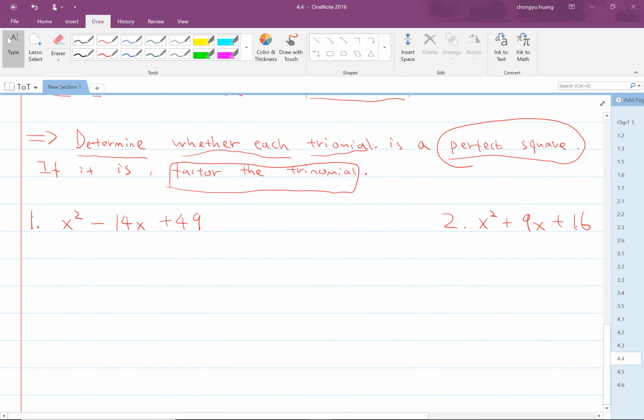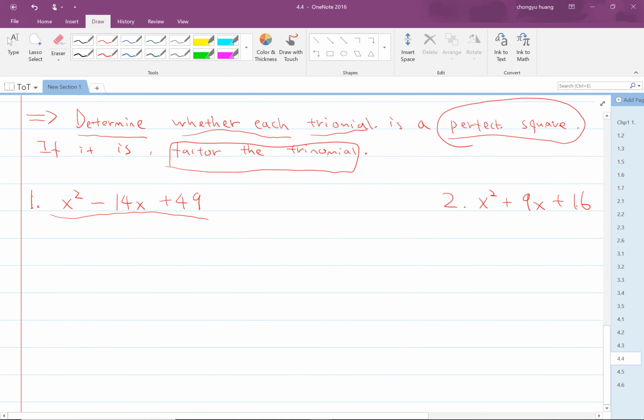Okay, so now let's actually do question 1. We have x squared minus 14x plus 49, right? I think we have had tons of practice on how to solve this kind of trinomial. So you should be able to do it right away, because we already have tons of practice, and I explained it in great detail.